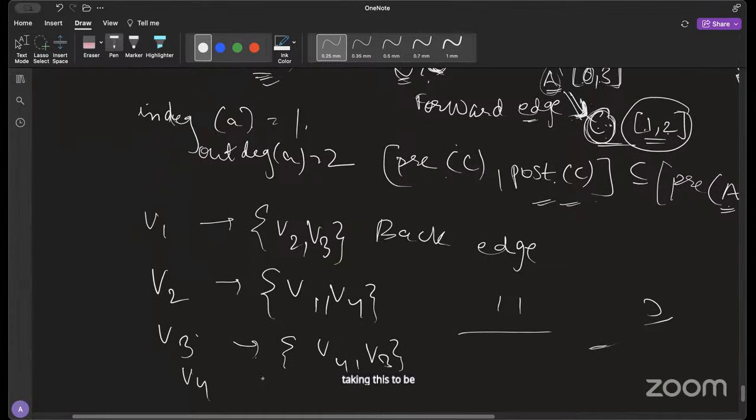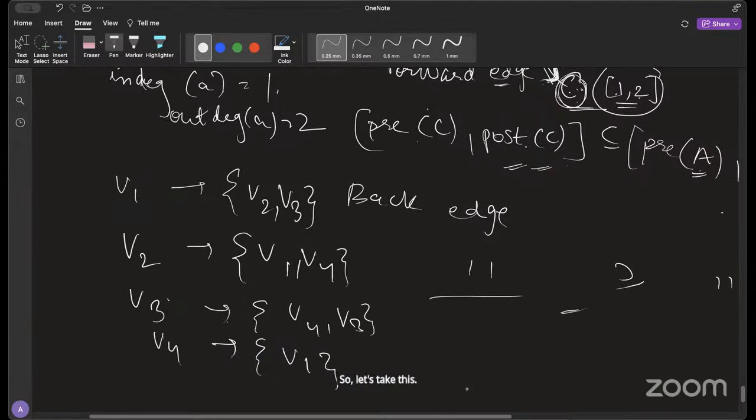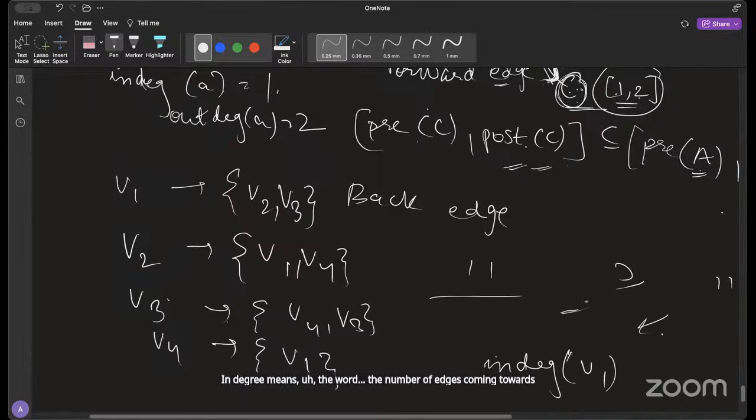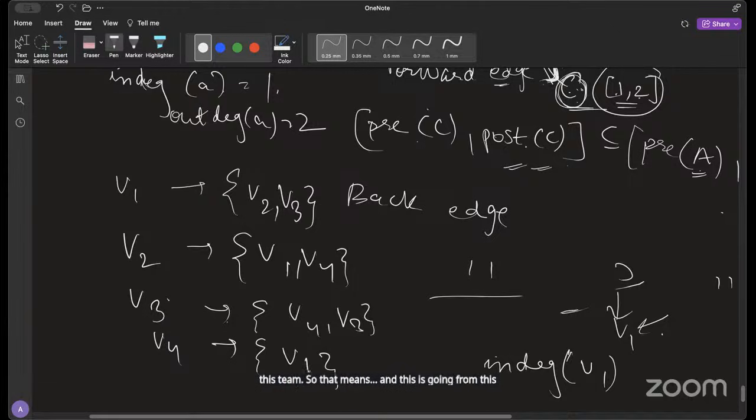Taking this to be undirected, otherwise I'll have to adjust things. So let's take this. If I try to find the in degree of V1, in degree means the number of edges coming towards V1, pointed towards V1, right? Yes. And this is going from this to this. So you just check where V1 is present. V1 is present in 2 lists, here and here. So it should be 2.